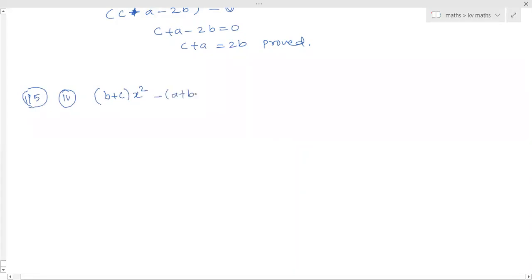Minus A plus B plus C into x plus A is equal to 0. You have to find the nature of the roots. So that means we have to calculate the value of B square minus 4AC. It is B square minus 4AC value we have to calculate. So B square is minus of A plus B plus C whole square minus 4.